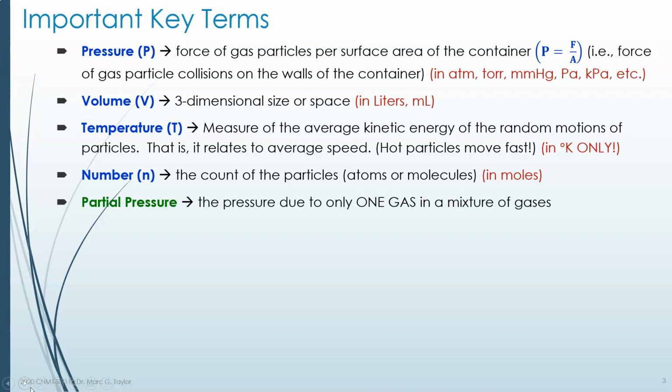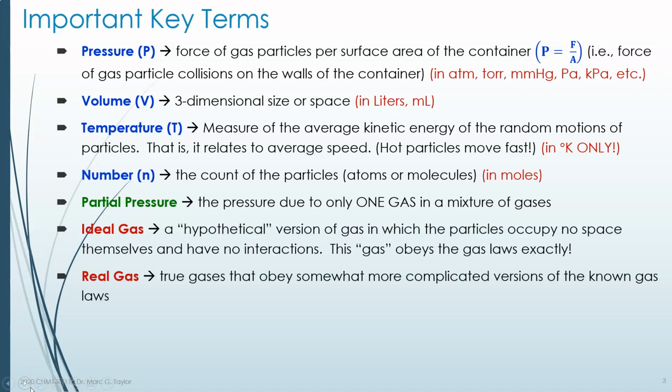The partial pressure of a gas is the pressure due to only one gas if you have a mixture of gases. So you may have a lot of gases in your container. For instance, air is composed of many different gases. But if we're only interested in the contribution to the pressure due to one gas, that's called the partial pressure. So we can have the partial pressure of oxygen, the partial pressure of nitrogen in the air, the partial pressure of argon, etc. And we'll talk about that when we get to Dalton's law.